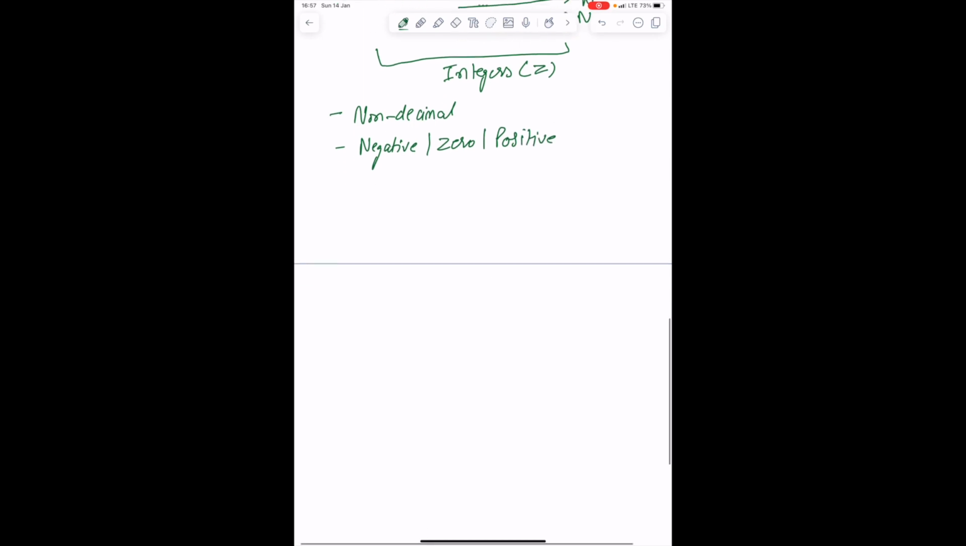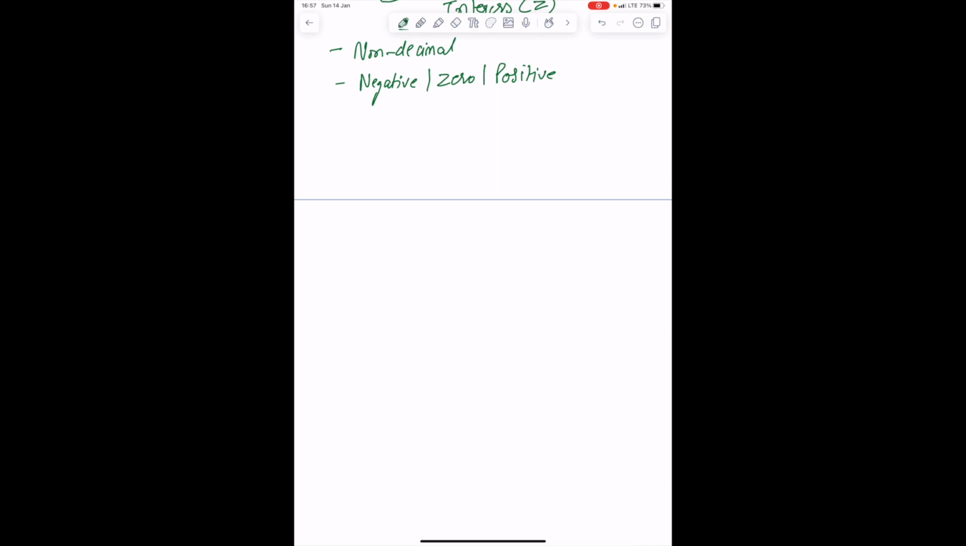Two important characteristics we can see from integers are, one, they are non-decimal, and second, they can acquire any value, which can be negative, 0 or positive. Now after discussing non-decimal values, let's discuss something called decimal values. These decimal numbers can be of two nature. One are called rational numbers and second are called irrational numbers.